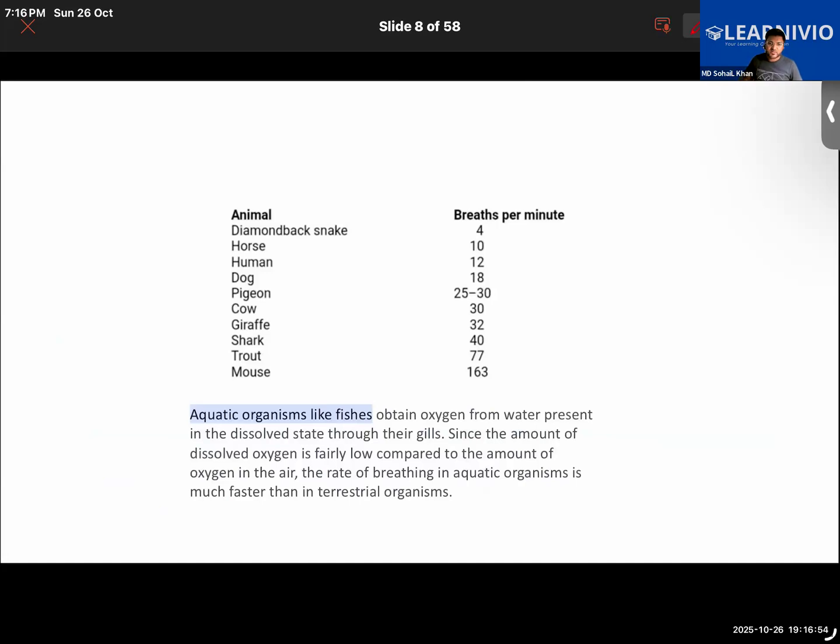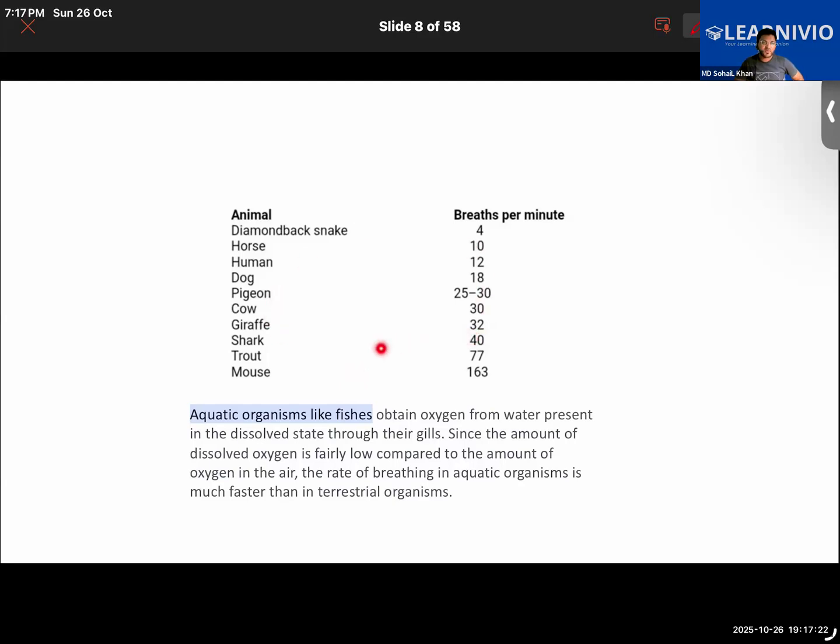Okay, let's understand a few more important things. There are some animals whose breathing rate could be as low as 4 breaths per minute, like the diamondback snake. While the mouse, their breathing rate is very fast. Even faster than the mouse are aquatic organisms like fishes. Their breathing rate is much faster than animals living on land.